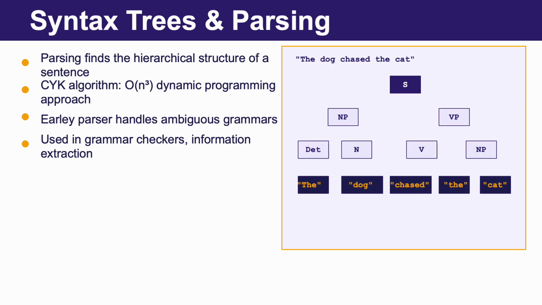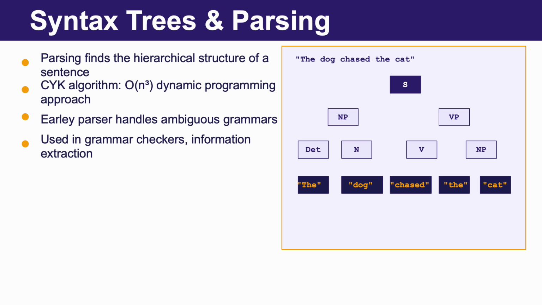A syntax tree shows the hierarchical structure of a sentence. The sentence sits at the top. Below it are the major phrases like noun phrase and verb phrase. Below those are the individual words. Each level of the tree captures a layer of grammatical structure.